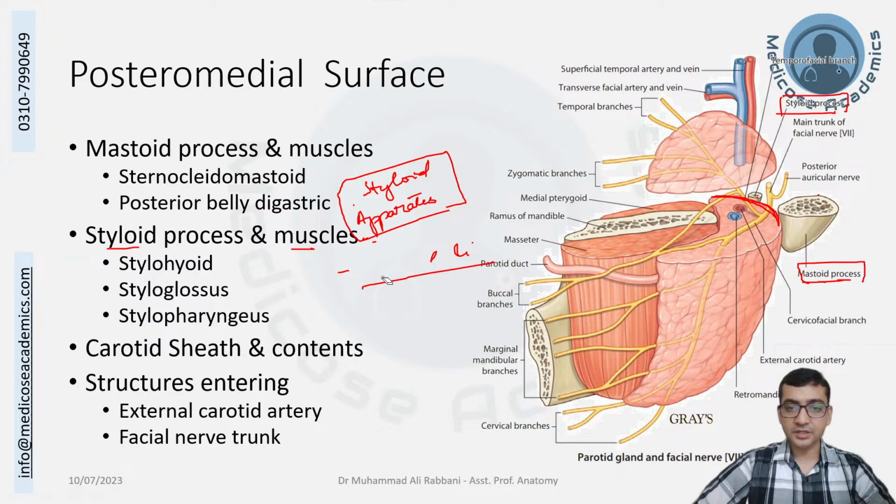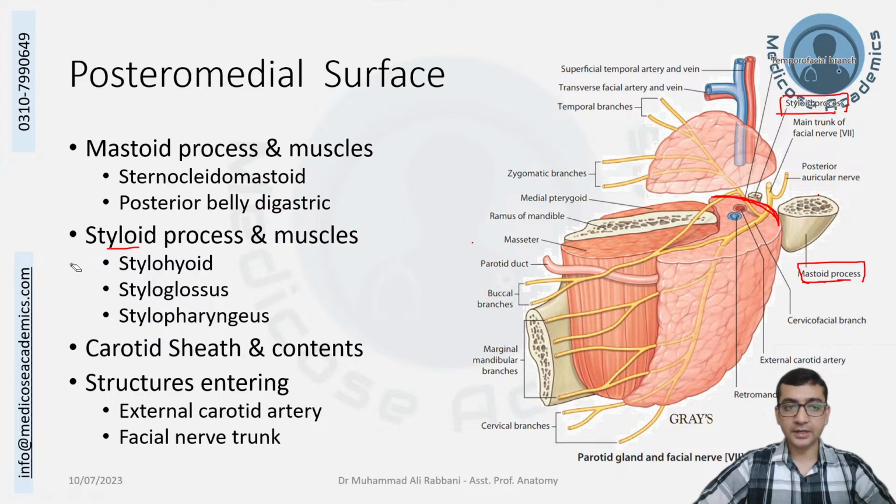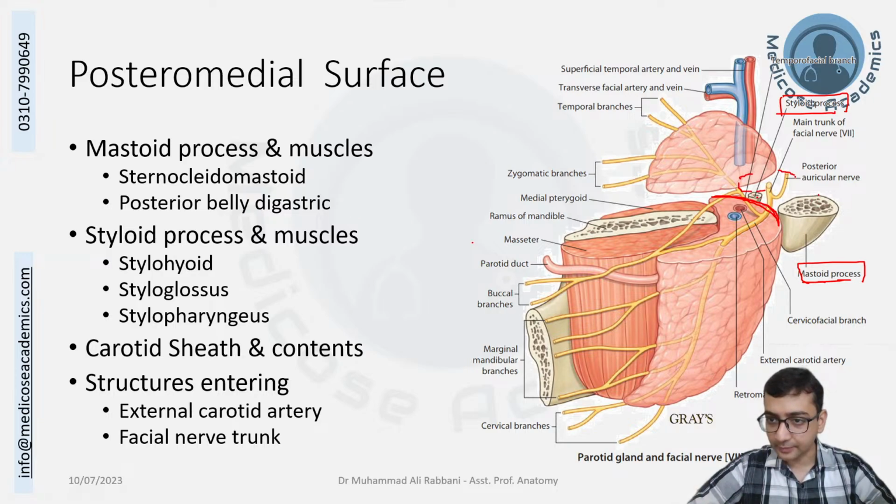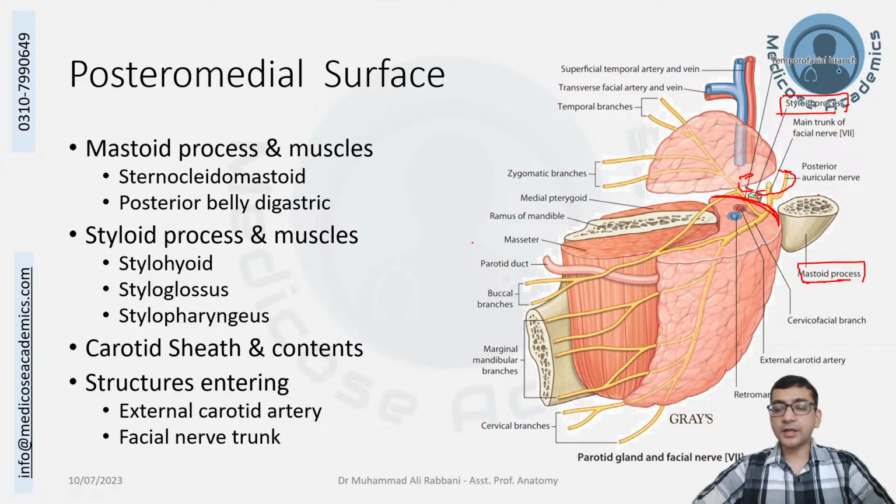just beyond the styloid ligament, about here, roughly this area, is the carotid sheath. So we can say that the parotid gland is separated from the carotid sheath and its contents by the styloid process. In this way, that can be mentioned in the posteromedial relations of the parotid gland, because that's just related posteromedial to the stylohyoid muscles and styloid apparatus.